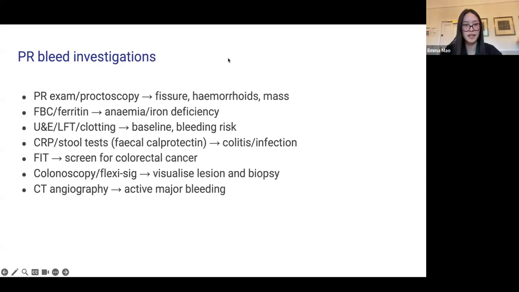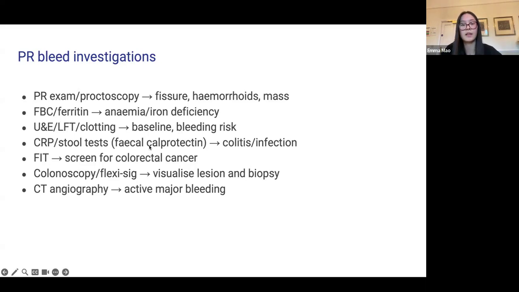Okay, so how to investigate a PR bleed. You need to do a DRE and proctoscopy to just visualize anything close to the opening, and then FBC and ferritin to check for anemia, iron deficiency, and then LFTs and clotting can check their bleeding risk. In bleeding risk, you can ask if they have any coagulopathies, or if they're on any anticoagulants, for example, and then CRP and stool test.